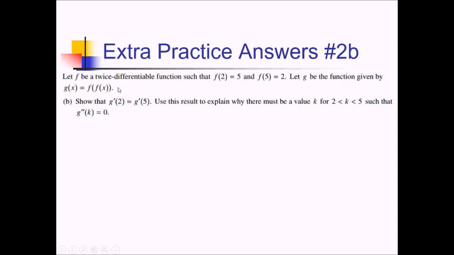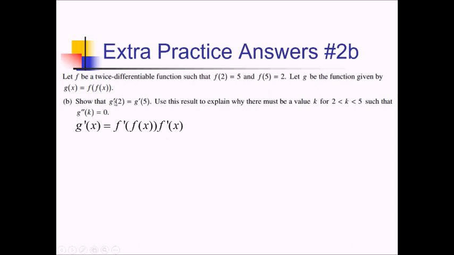So for figuring out g prime of 2 or 5, we need to know g prime of x in general. That's going to require a chain rule here. So we're going to take the derivative of the outer function. We have f of something as the outer function, so its derivative is going to be f prime of something, in this case f prime of f of x. But now we have to multiply by the derivative of the inner function, so we have a tail of f prime of x. And this is what g prime ends up doing.